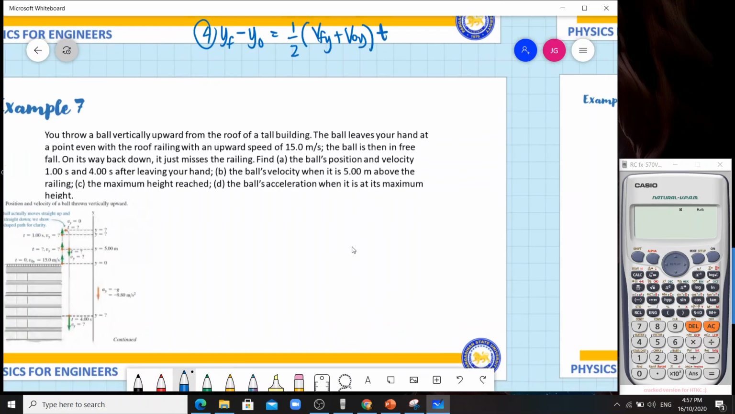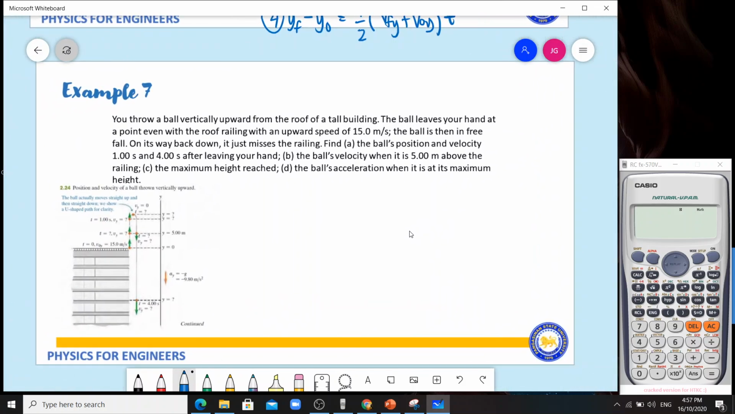And then, punta naman tayo sa example number 7. Okay, you throw a ball vertically upward from the roof of a tall building. The ball leaves your hand at a point even with the roof railing with an upward speed of 15 meters per second. The ball is then in free fall on its way back down. It just misses the railing. Find A, the ball position and velocity 1 second and 4 seconds after leaving your hand. B, the ball velocity when it is 5 meters above the railing. C, the maximum height reached. D, the ball's acceleration when it is at its maximum height. Okay.